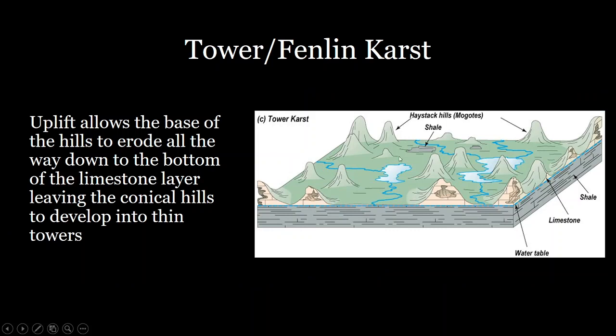You can see that here in this diagram, that when you have some sort of uplift, then the erosion capacity increases, and so now the surrounding area can erode all the way down to the next bedrock layer, in this case a shale. And so everything around these towers is shale, and then all that's left is these haystack hills or towers or fenlin that erode inwards and can form these very tall, dramatic features.